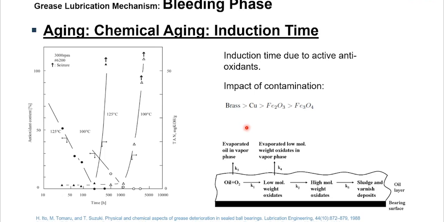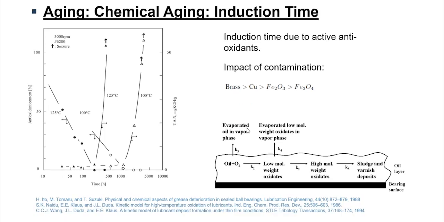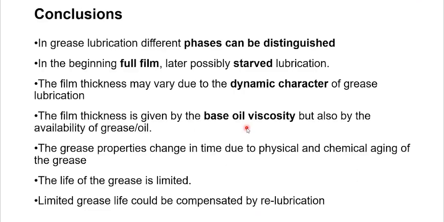So now we are back at the conclusion. As we said, in grease lubrication, different phases can be distinguished, like a churning phase and the bleeding phase. In the beginning, mainly in the churning phase, you witness the fully flooded film, and later possibly you have starved lubrication. In the beginning it will be mild starvation, and later you will enter into severe starvation.